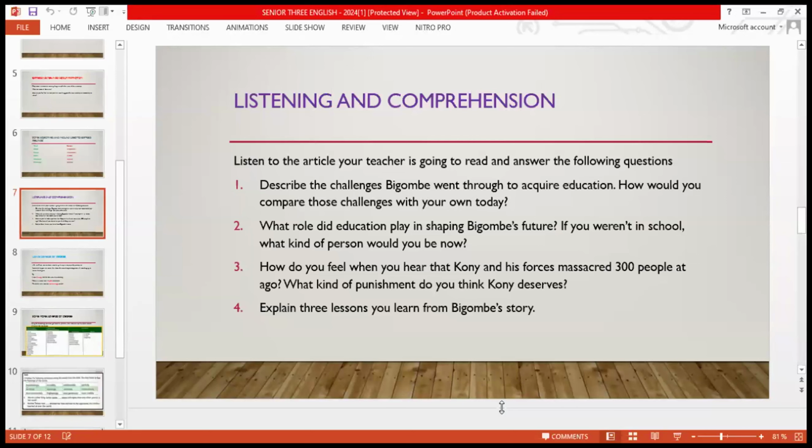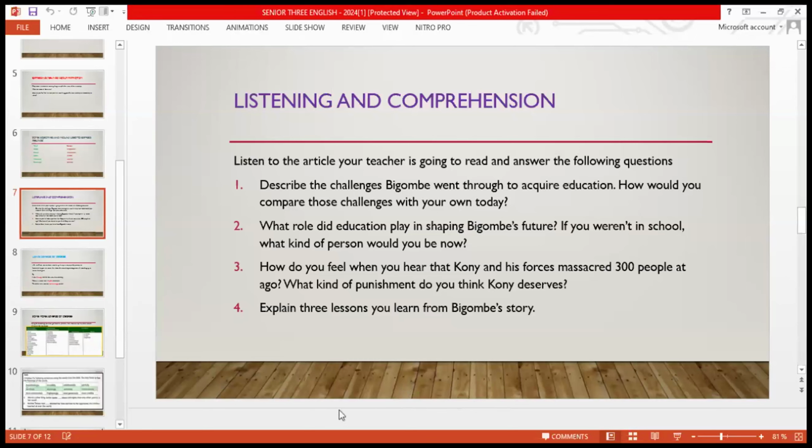Amazing. Now talk about yourself, Joshua. What if you were not in school? Where would you be? Which kind of person would you be? Well, I would be a person who would be living lawlessly. I wouldn't be having any limits. Since I wouldn't be having the knowledge of education, I would be going to bars, drinking alcohol, smoking. So I'd be generally living lawlessly.